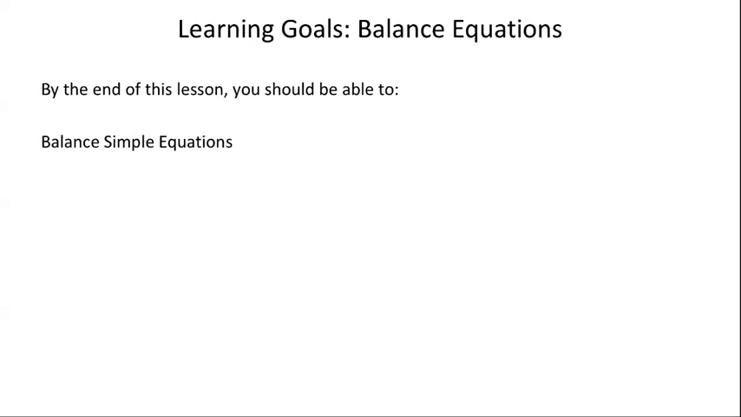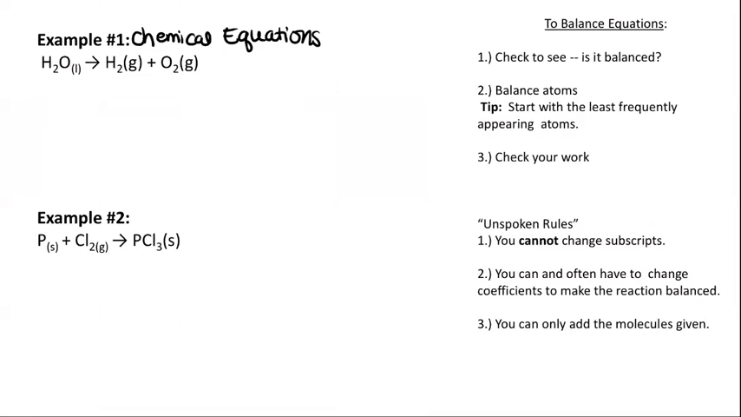In this video, we're going to talk about balancing simple equations. Okay, so here we are given a chemical equation that is representing a reaction. We have water, and under certain circumstances, you could make it form H2 and O2 gas. When we write equations to talk about what reaction is happening, we need to make sure we balance the equation.